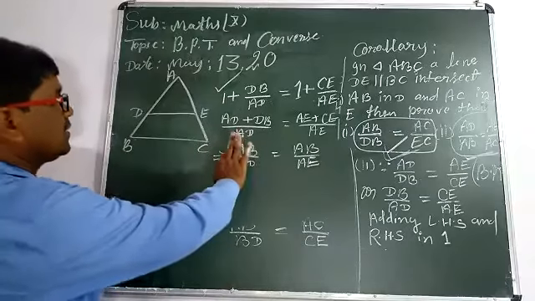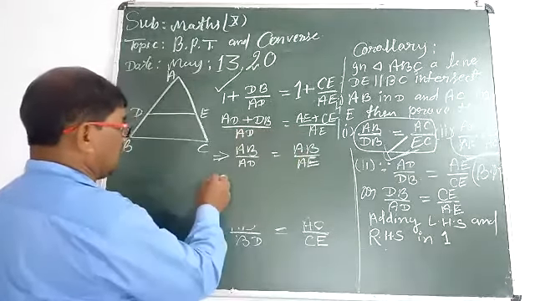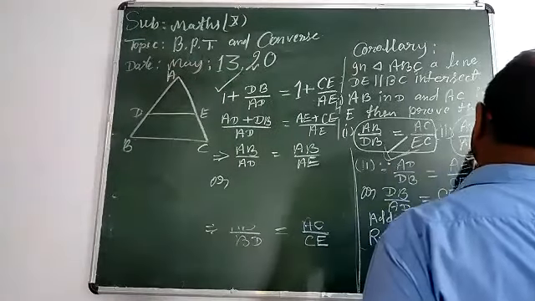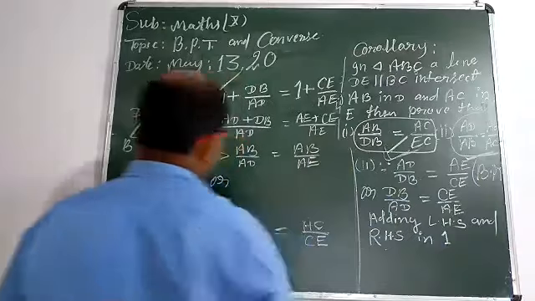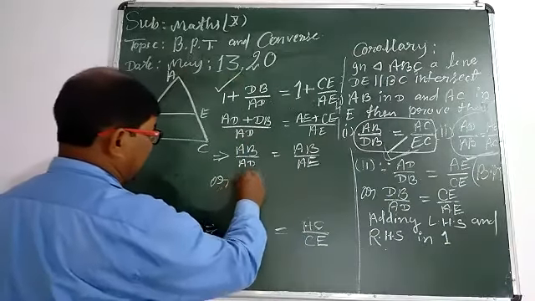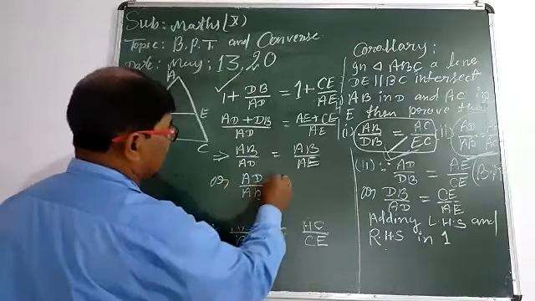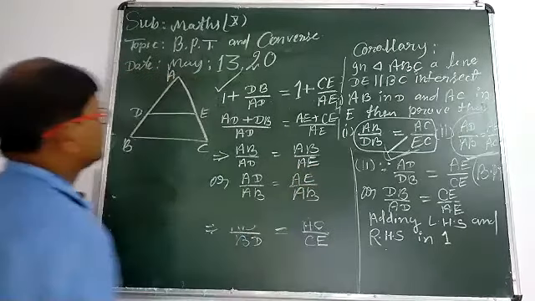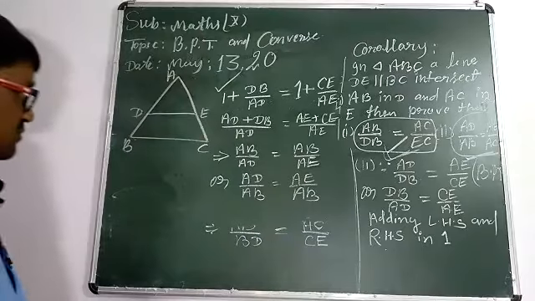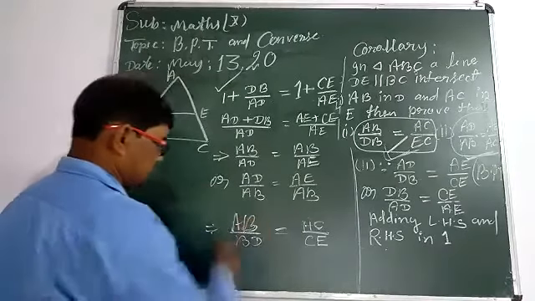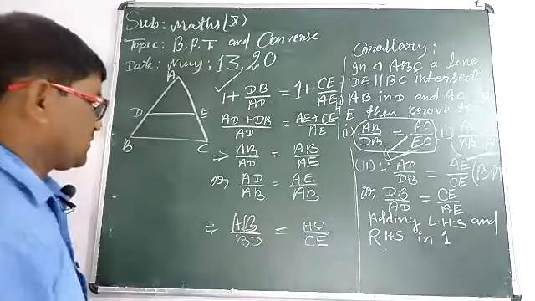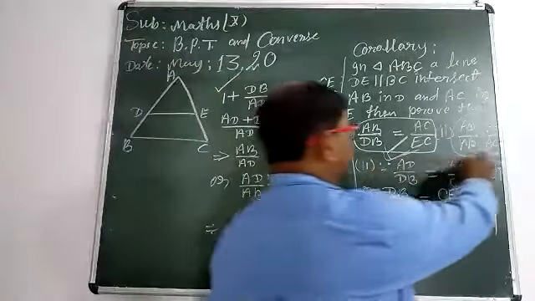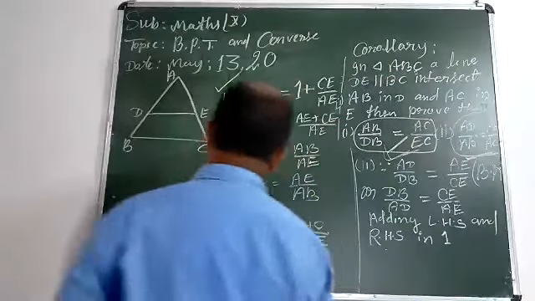Okay, student. No problem at all. Now, you can write, because you want to go here, AD upon AB equal to AE upon AC. So write the converse again. AD upon AB equal to AE upon AC. Understood now?